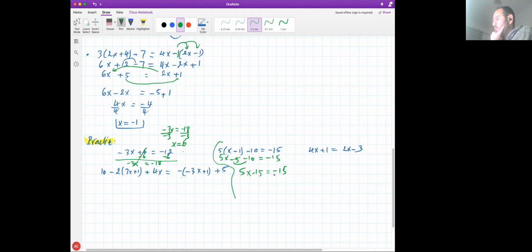All right. What else? Now we cancel the -15 with the +15. So 5x equals 0. Then you divide 5x by 5, and x equals 0. Isn't it going to be x equals 0 though? Yes, x equals 0, because 0 divided by 5 is 0. Okay, so this is 0.